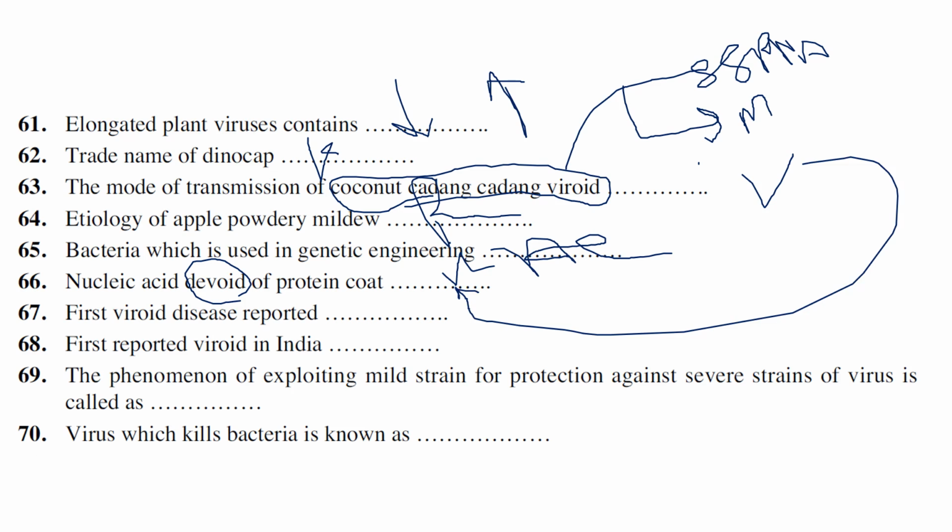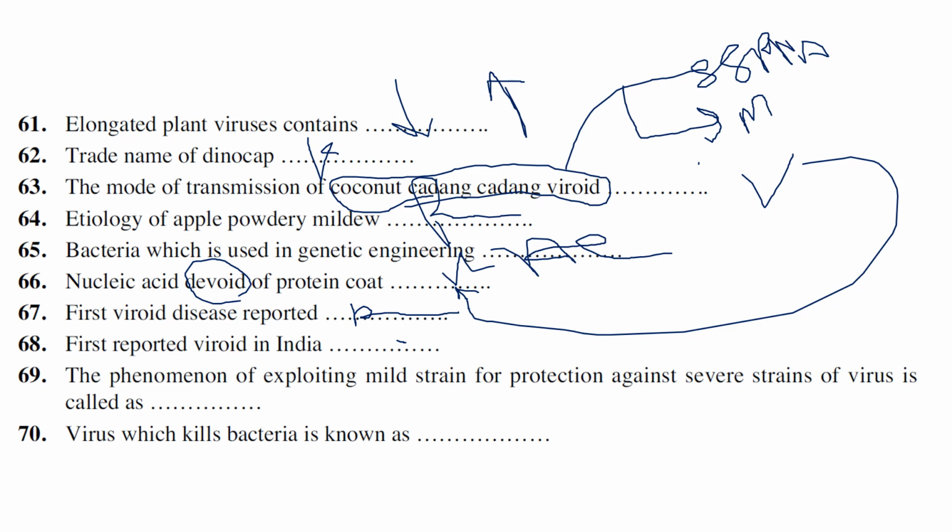Okay, the world's first viroid disease to be reported is potato spindle tuber viroid, that was reported by Diener and Raymer in 1971, right? So the first reported viroid in India is tomato bunchy top. In my book it was wrongly mentioned as banana bunchy top. Please make it right.